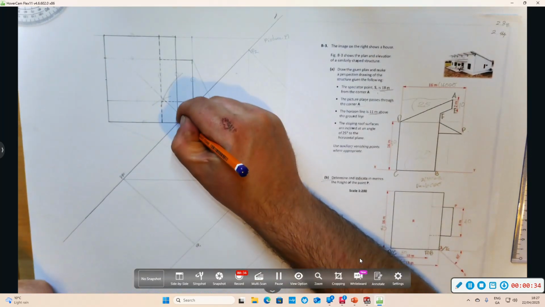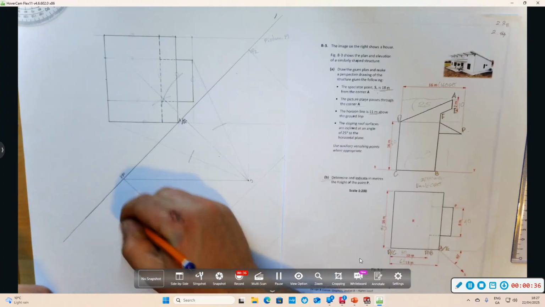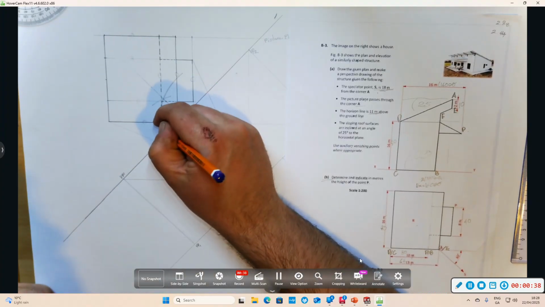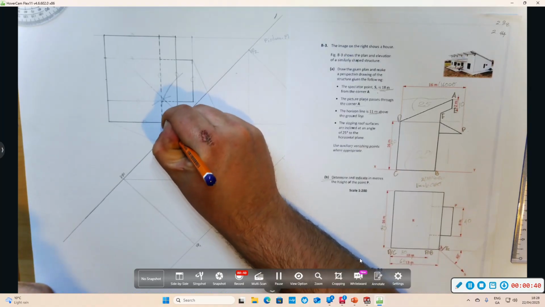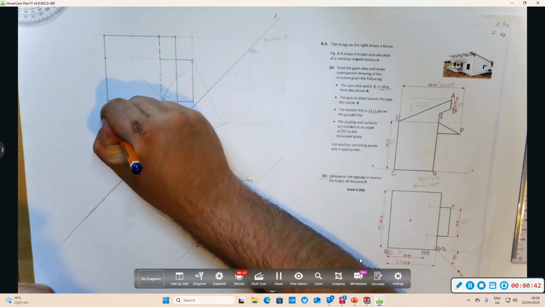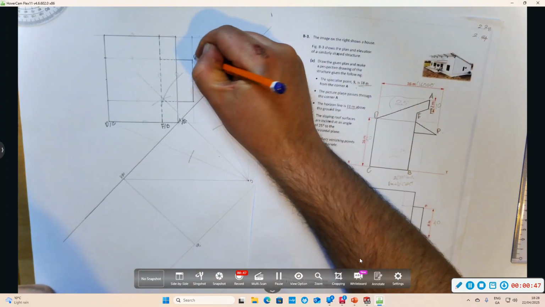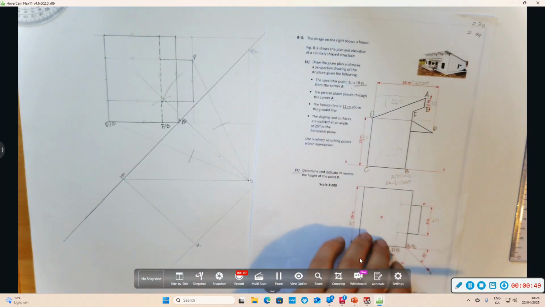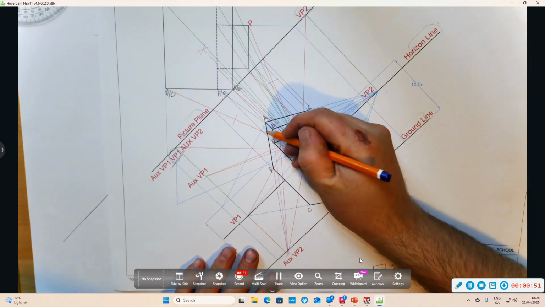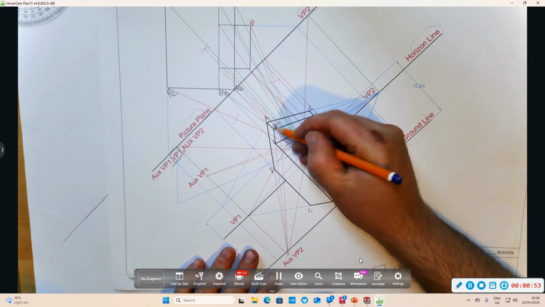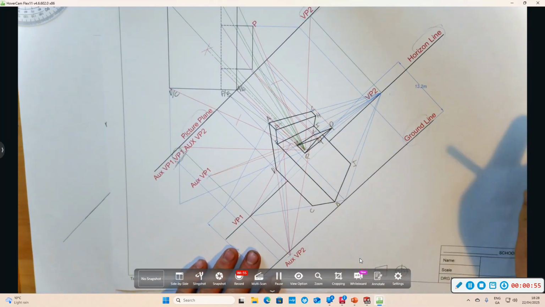A/E, F/B, D/C, and there's P. There you can see what they're going to result in 3D: A, E, F, B, C, D.